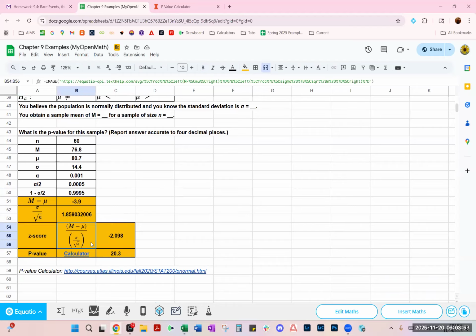So you can see the formula for the z-score over here, which is m minus mu on the numerator divided by sigma divided by square root of n on the denominator of this fraction. So you actually have a fraction in the denominator of the z-score calculation, right? So we're doing subtraction on the numerator, and then we're doing a division with a square root on the denominator. So I went ahead and did the numerator and denominator calculation separately.